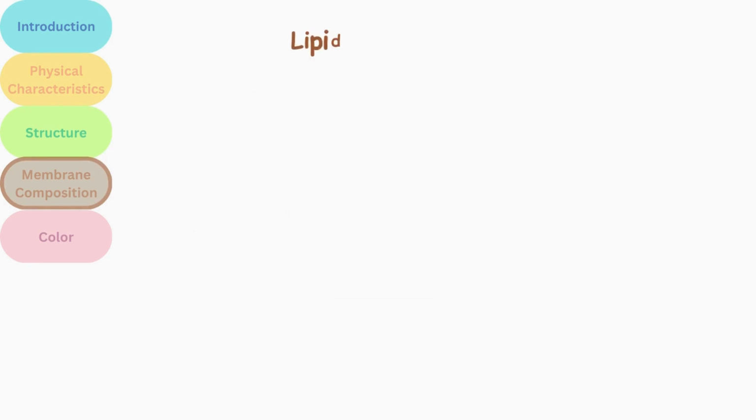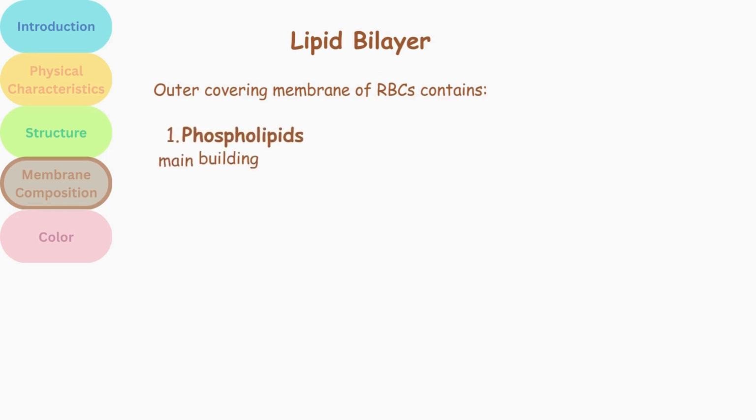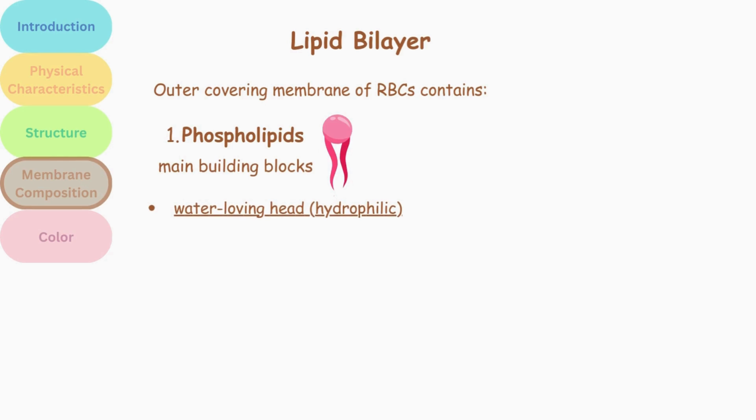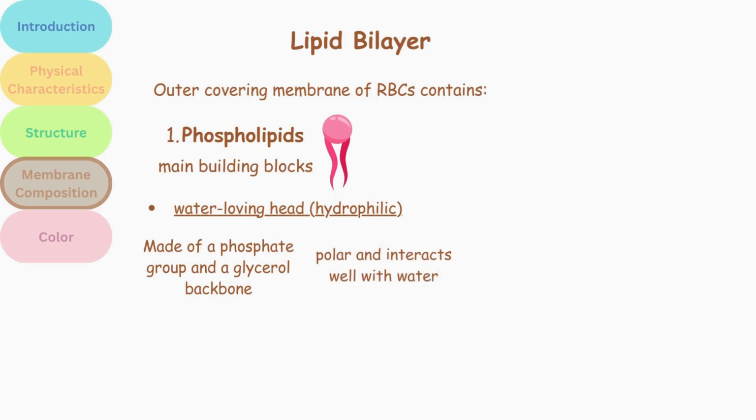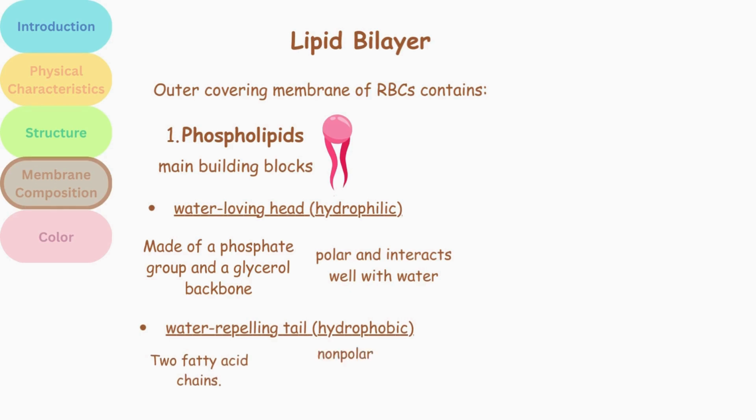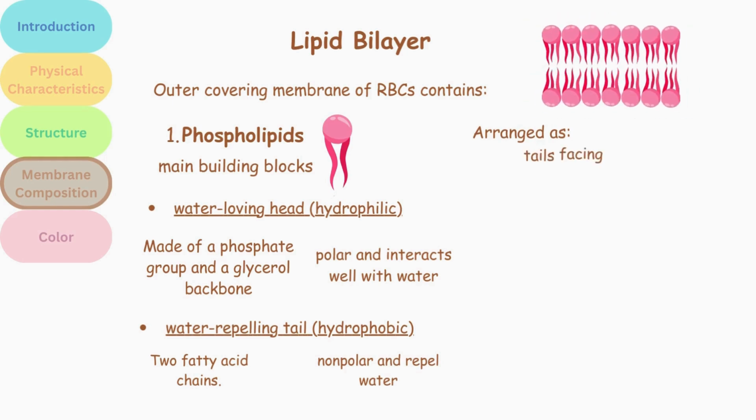It is a lipid bilayer. The outer covering membrane of red blood cells contains 2 main components. Phospholipids. These are the main building blocks. Each block has 1 water-loving head, the hydrophilic part, which is made of a phosphate group and a glycerol backbone. This part is polar and interacts well with water. And 1 water-repelling tail, the hydrophobic part. There are 2 fatty acid chains. This part is non-polar and repels water. These blocks are arranged in 2 layers, with the tails facing inward and the heads facing the outward environment.